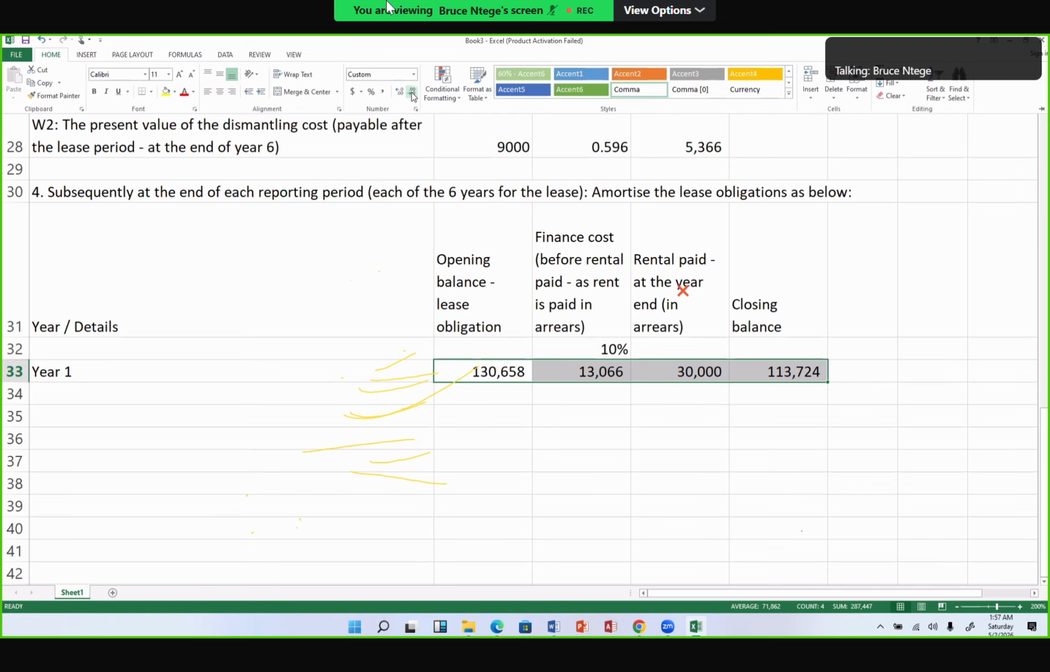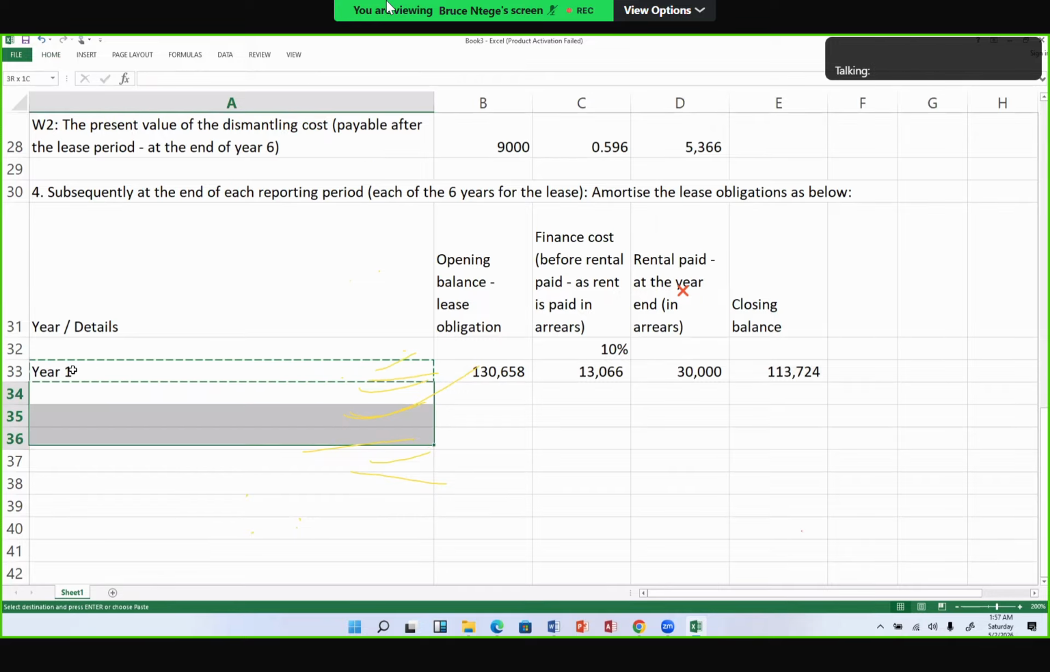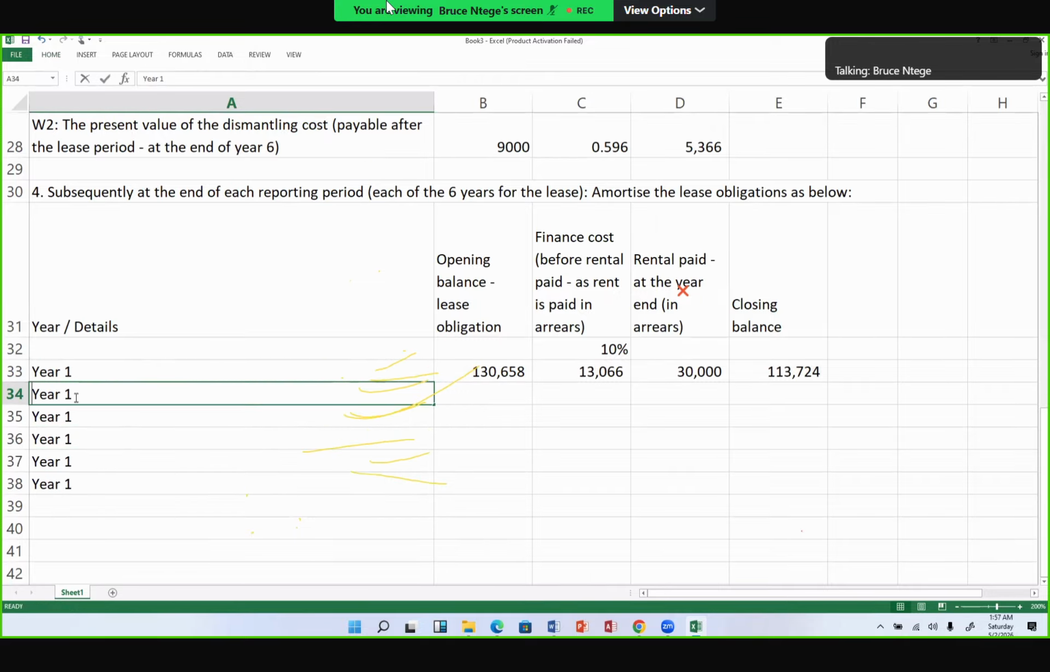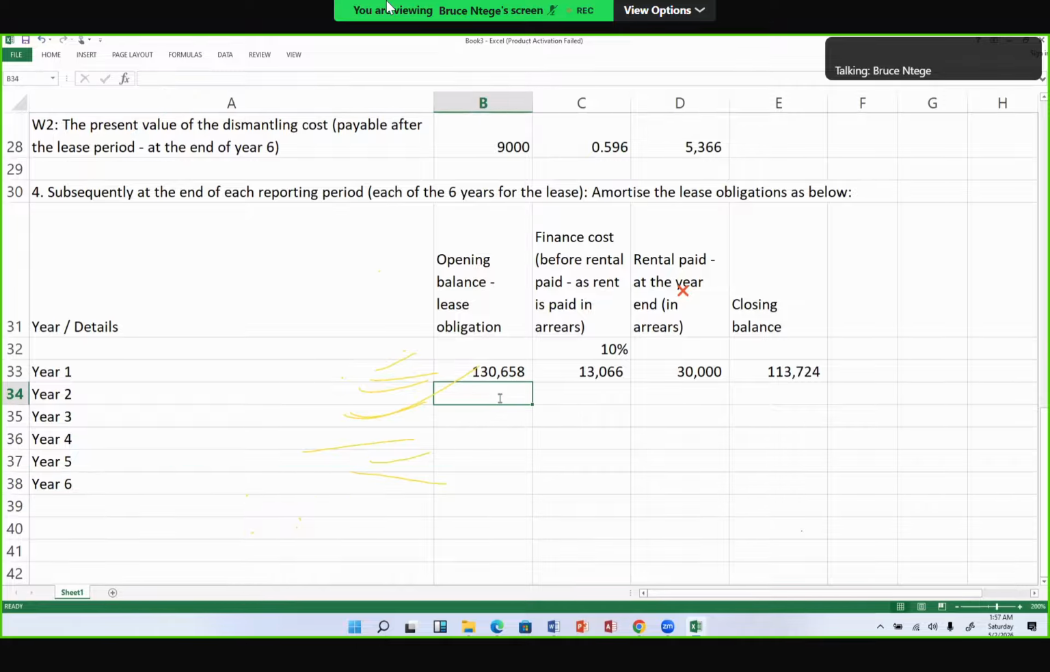So that's my year one. The question wanted you to end there, but you could not get the non-current liability without going to year two. For me, I will complete all the 6 years: year two, year three, year four, year five, and finally year six. The opening balance at the start of year two is the closing balance of year one, and you move in the same sequence as before.